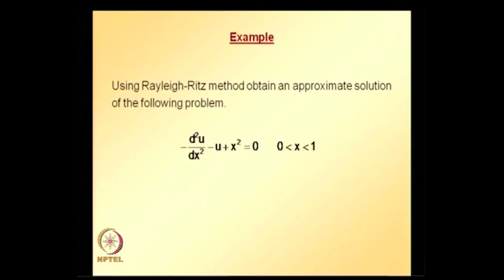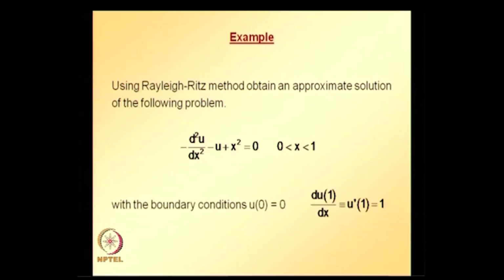If you see the problem statement, it is a second order differential equation, and the domain on which we need to solve, x goes from 0 to 1, is also given there. Since this is a second order differential equation, we require two boundary conditions to solve it. The two boundary conditions given are u evaluated at x equal to 0 is 0, and the first derivative of u evaluated at x equal to 1 is 1.